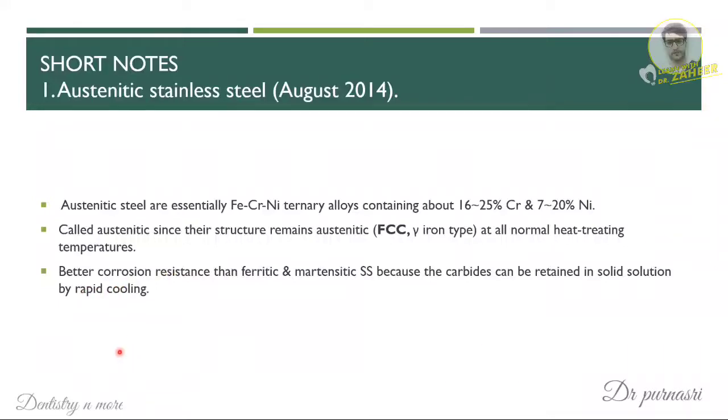The advantage of this is it has better corrosion resistance than the other types of stainless steel because the carbides can be retained in solid solution by rapid cooling. That is the advantage of austenitic stainless steel. Most of the pliers that are used are made out of austenitic stainless steel.